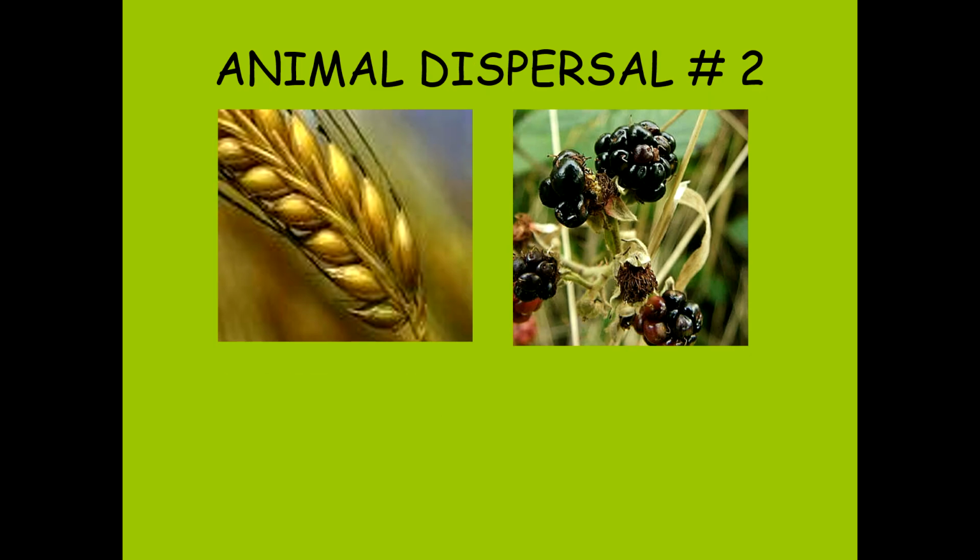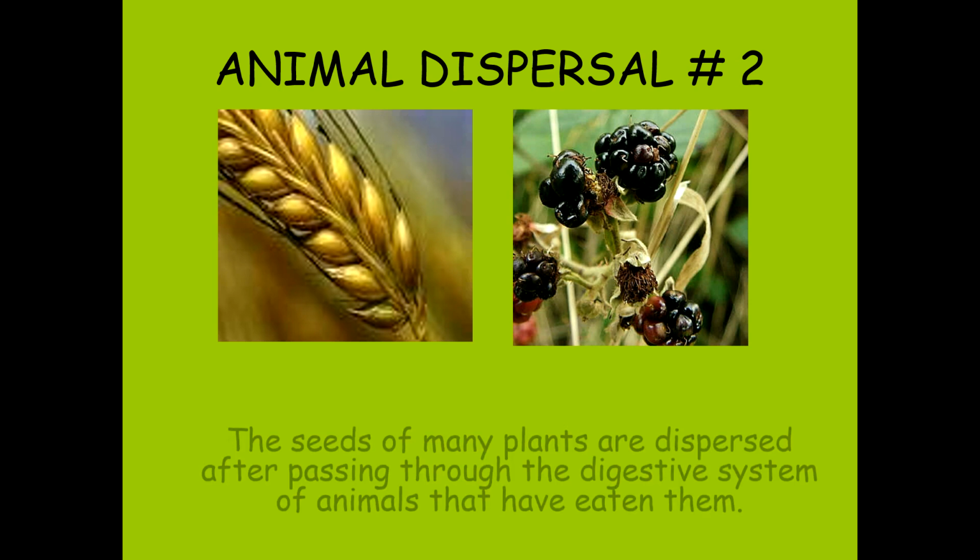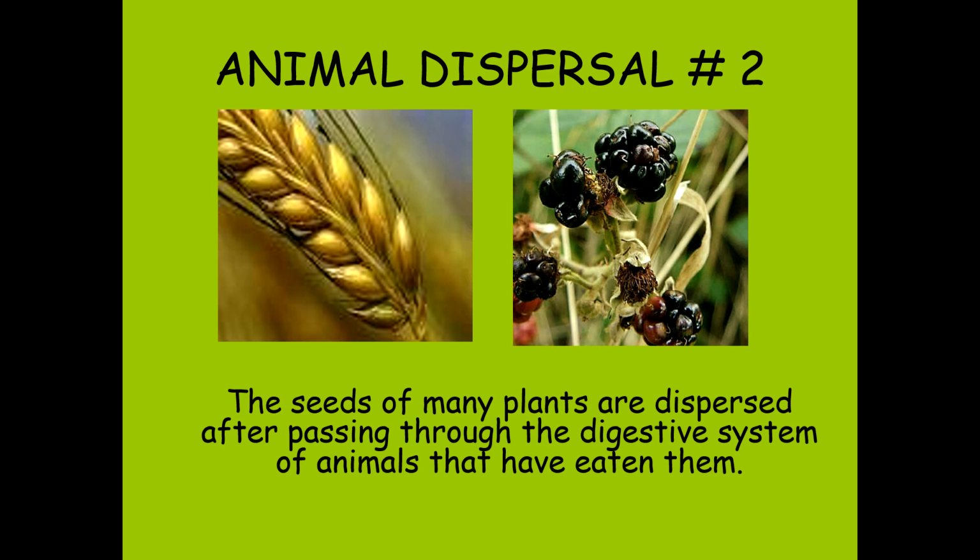The next animal dispersal uses what we can see here are fruits and grains. Delicious fruits and grains. What do we do with these? Well, that's right. Animals and humans eat these. These then go through the digestive system and get dropped into other places, and they can grow new plants with their seeds. The fruits are eaten, and then their seeds are dispersed. The grains are eaten, and then their seeds are dispersed.